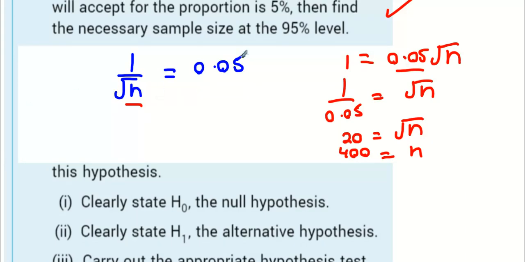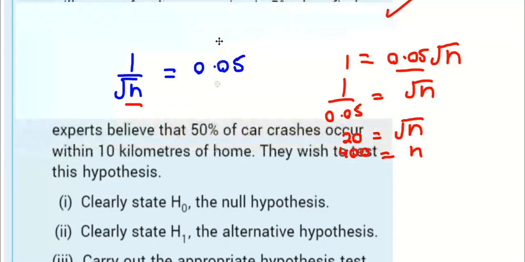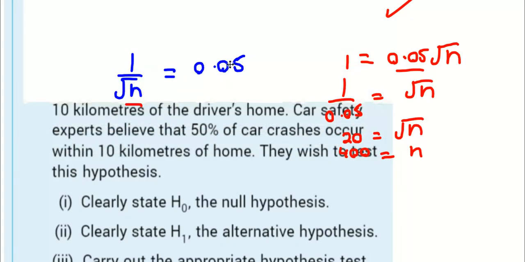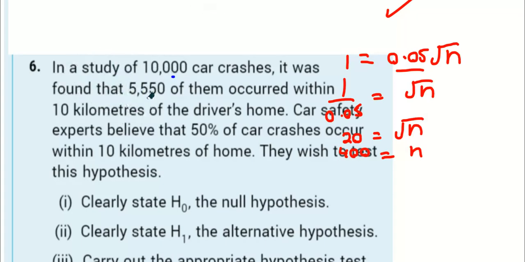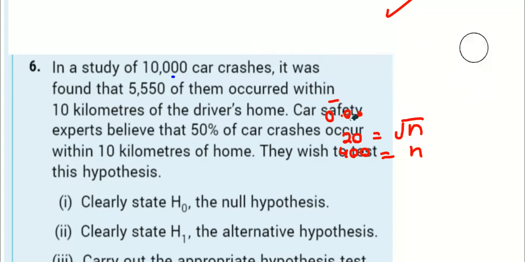Now, the next question, however, is 100% likely to come up very soon. So the next question is the one you really want, and it's quite easy. It's easy marks. That one was hard. This one, easy. Okay, so here's what we're going to look at.